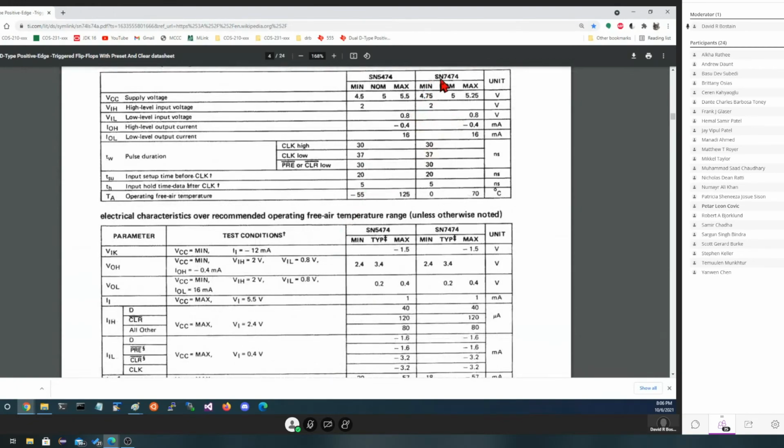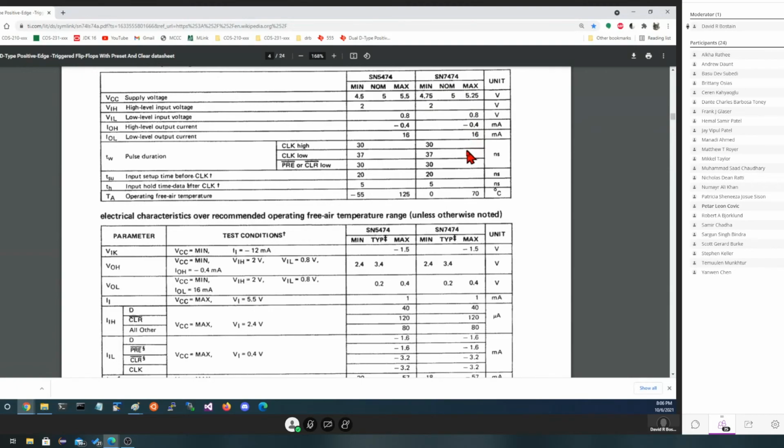So we're in the second column, 7474 here. Minimum is between 4.75 and 5.25, same as the regular TTL. We're guaranteed to recognize a high for input all the way down to 2 volts. We're guaranteed to recognize a low all the way up to 0.8, which was part of the problem if we were trying to hook up to a transistor. Our output current, 400 microamps here, or 16 milliamps if we're a 0.